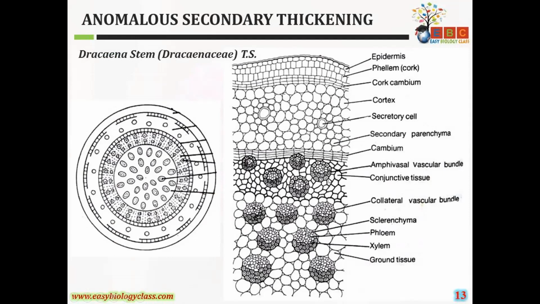Here is the production of the amphivasal vascular bundle. The central one is the phloem and the outer one is the xylem. In between these is the conjunctive tissue. These are the secondary parenchyma.